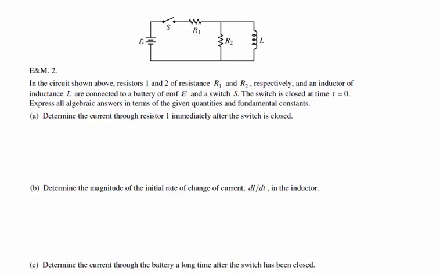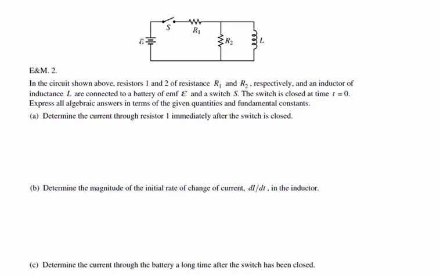This free response problem involves a circuit that contains a battery, some resistors, and an inductor. An inductor is a coil of wire that's in a circuit. The key idea with an inductor is understanding that if you have a changing magnetic flux through a coil of wire, it will induce a current.